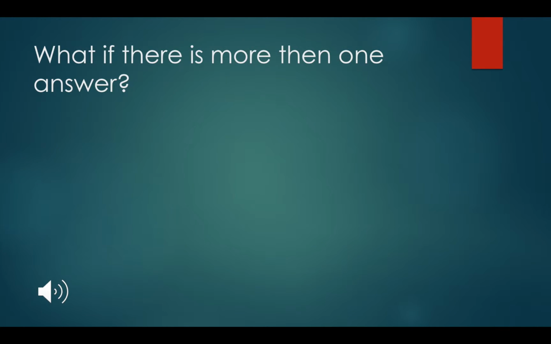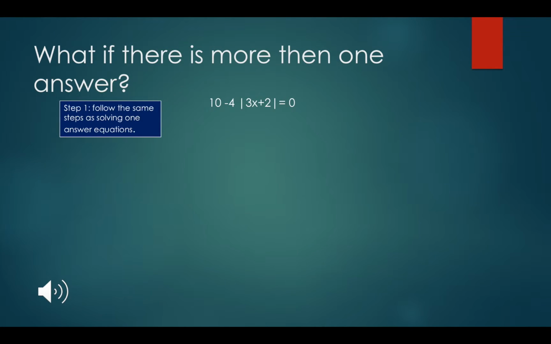You can have more than one answer to an absolute value problem. The question is 10 minus 4 times the absolute value of 3x plus 2 equals 0. Step 1, follow the same steps as solving one-answer equations. Subtract 10, and you get -4 times the absolute value of 3x plus 2 equals -10. Divide by -4, and you get the absolute value of 3x plus 2 equals 5/2.